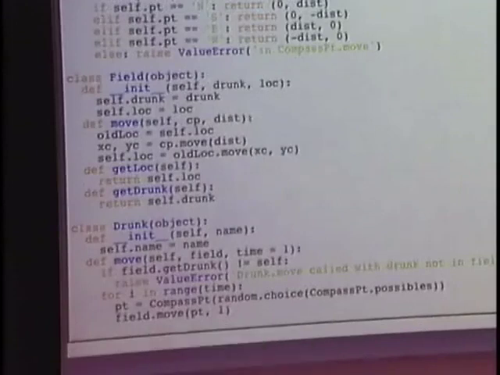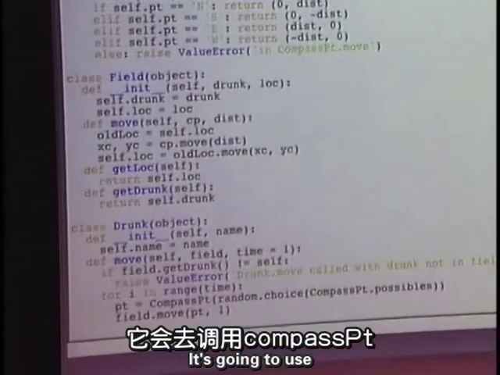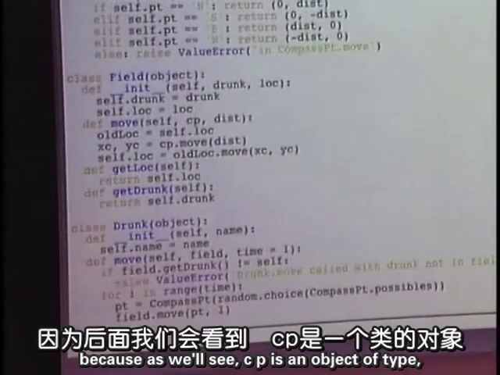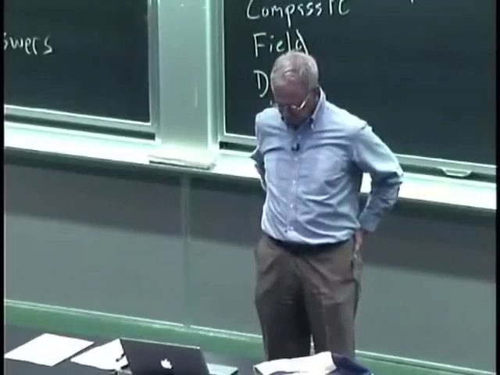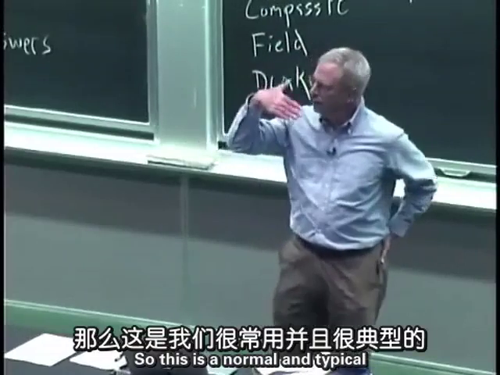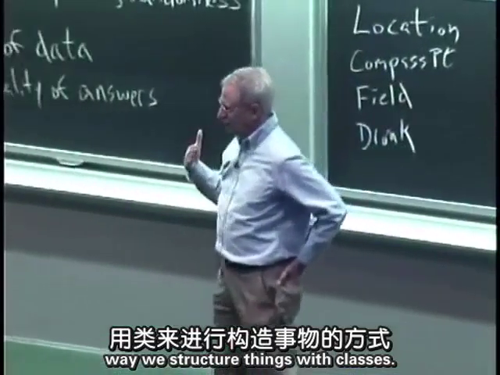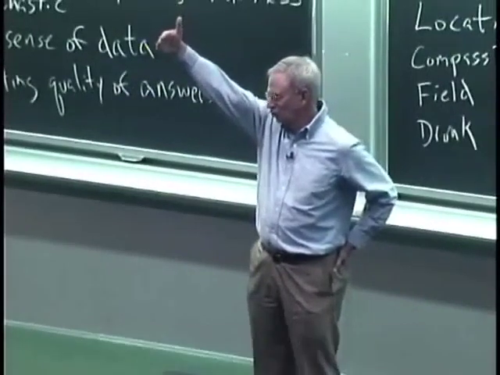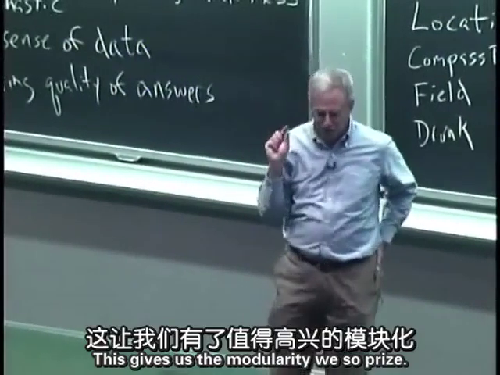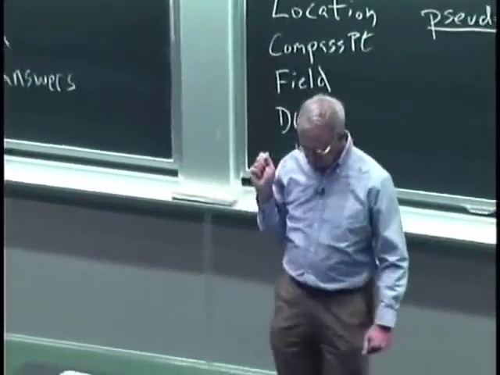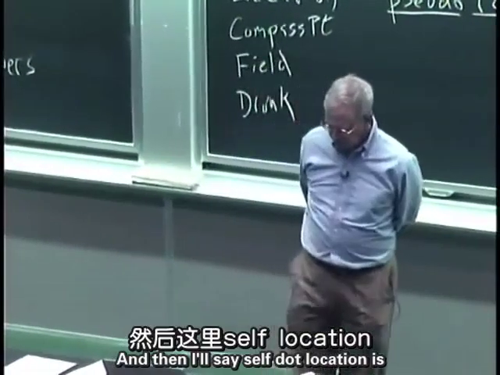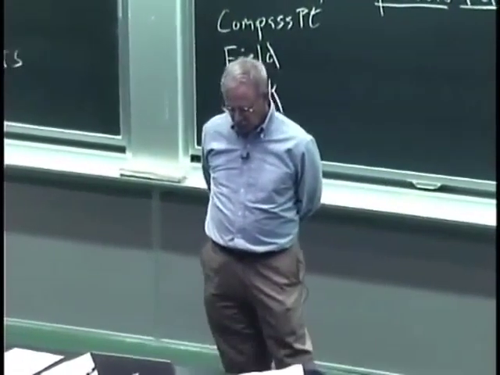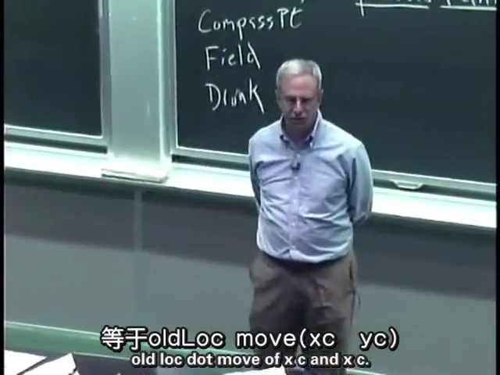Where is it going to find cp dot move? It's going to use compass point dot move because, as we'll see, cp is an object of class compass point. So this is a normal and typical way we structure things with classes, that the move of one class is defined using the move of another class. This gives us the modularity we so prize. And then I'll say self.location is oldloc.move of xc and yc.